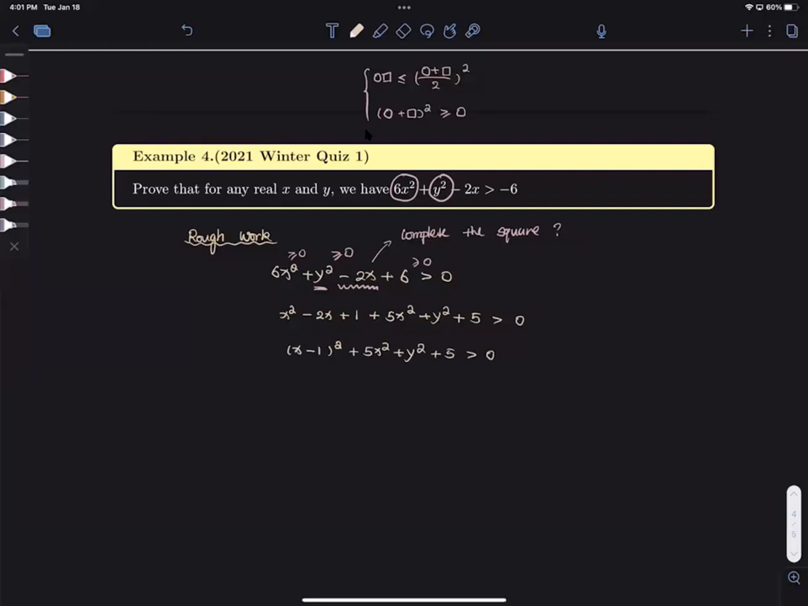This is a base effect. Why? We know that this is greater than 0, this is greater than or equal to 0, this is greater than or equal to 0, and this is also greater than or equal to 0. So this is good. We're done. This is my rough work. Does this make sense to you?